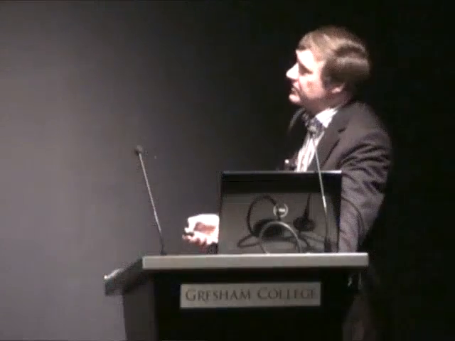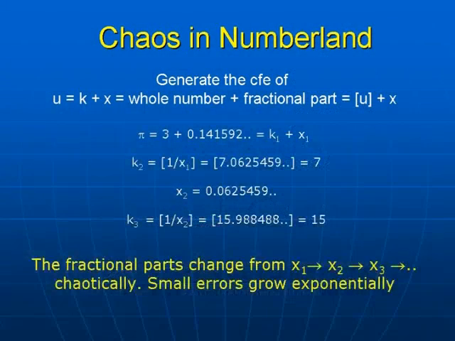Well, the last thing I want to show you is something about chaos in numbers. If we generate the continued fraction expansion of a number, then let's suppose we write that number as a whole number plus a fractional part. A notation that we use, if the number is u, we put a square bracket around the u to represent the whole number part. So for pi it would be 3 plus this part. Here the second digit is 7, the third is 15. So we've seen this already on several occasions.